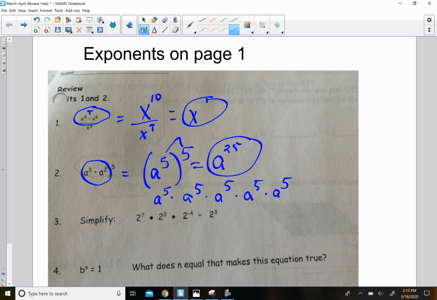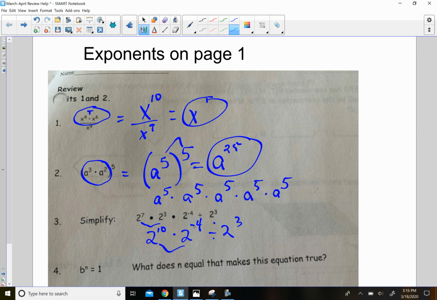Number 3, again, if I start with PEMDAS, I'm going to multiply and divide left to right. So I'm just going to take piece by piece. So 2 to the 7th times 2 to the 3rd. Keep the 2 like base. Multiplying, I add the exponents. That's 2 to the 10th times 2 to the negative 4th divided by 2 to the 3rd. And then I'm multiplying again.